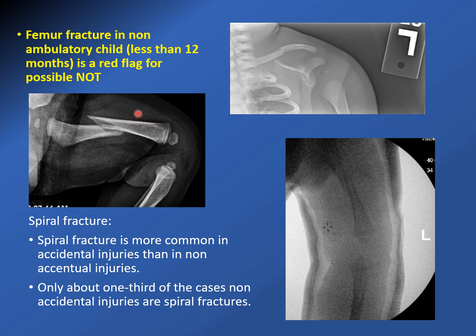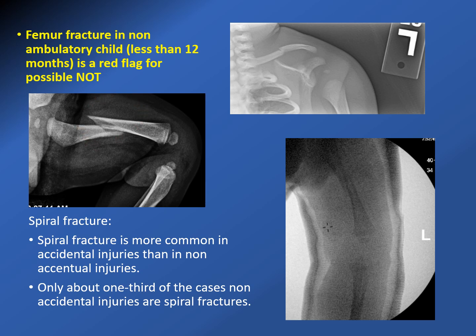Here is one of my patients. He is 11 months and he got a femur fracture and it turned out to be non-accidental trauma. He was treated in a spica cast. Another red flag that should raise your suspicion is if there is another fracture. Actually, this patient had a clavicle fracture, if you can see here. So this is also another thing that should raise your suspicion of non-accidental trauma. So femur fracture in a non-ambulatory child less than 16 months is a red flag and should raise your suspicion.